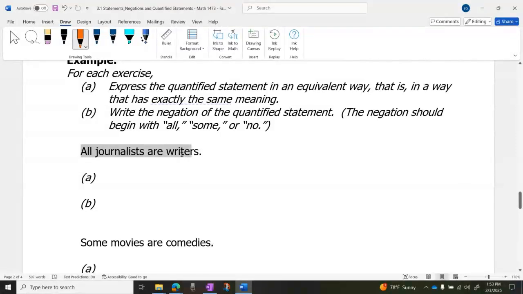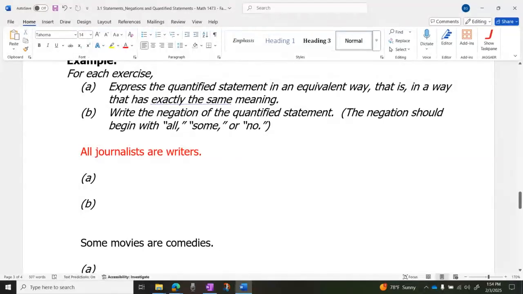Our first statement says all journalists are writers. I give you a little bit of time. You look at the notes. I hope you're taking notes. And see how you answer the problem, and then you compare your answer with mine. All journalists are writers. The equivalent way is part A. Part B is a negation.